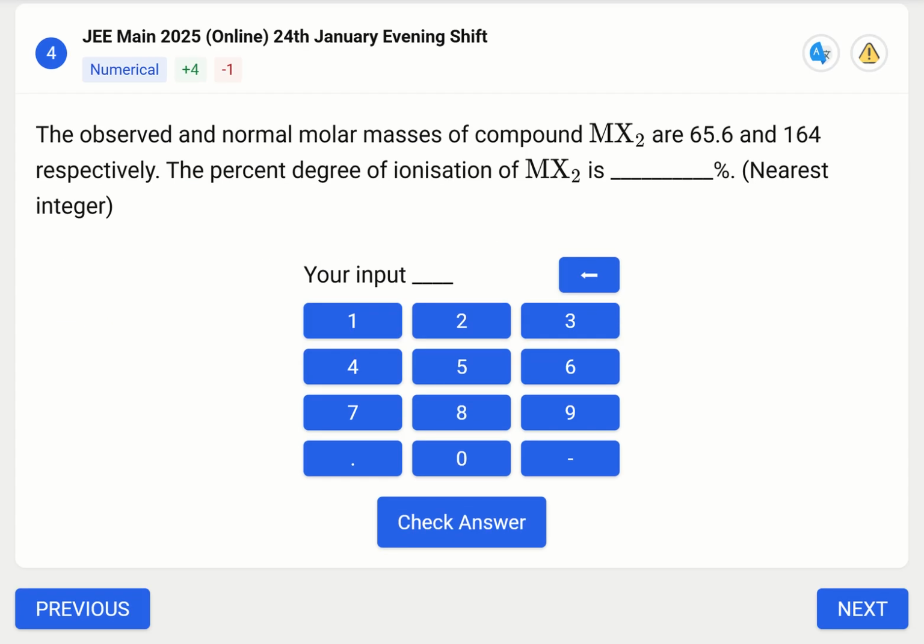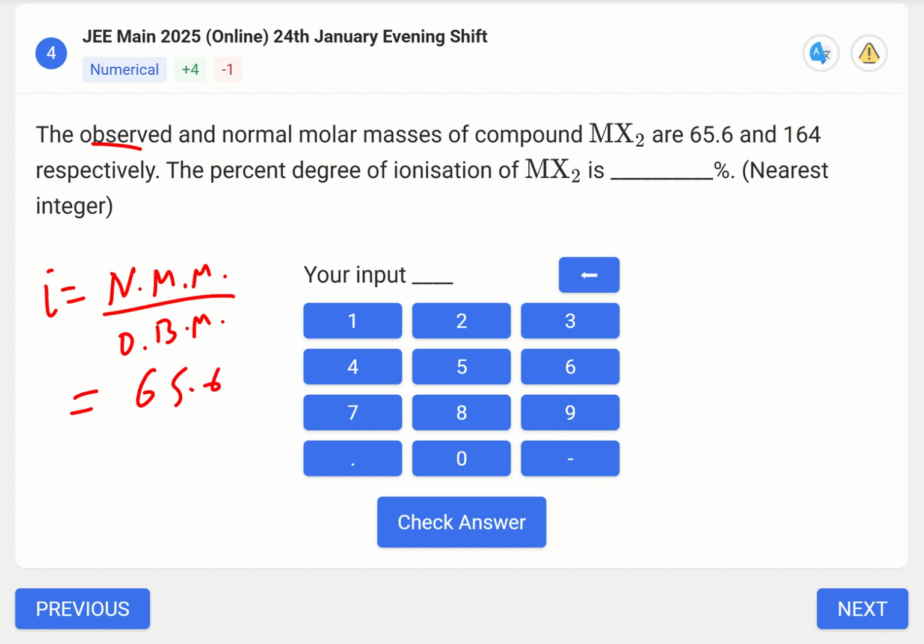So next question, 24th. The observed and normal molar masses of compound MX2 are 65.6 and 164 respectively. Percentage of degree of ionization of MX2. If you remember, i is equal to normal molar mass upon observed molar mass. So it will become the observed, it is 65.6. Normal molar mass is 164.